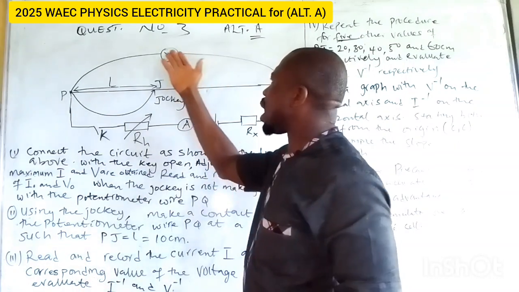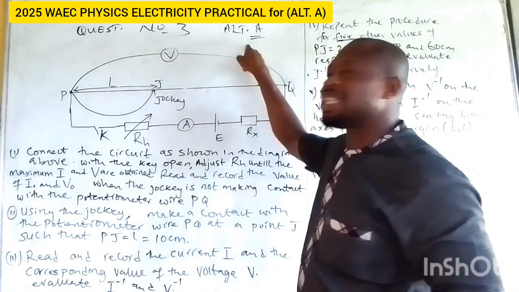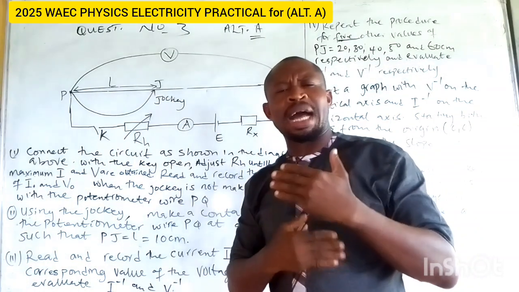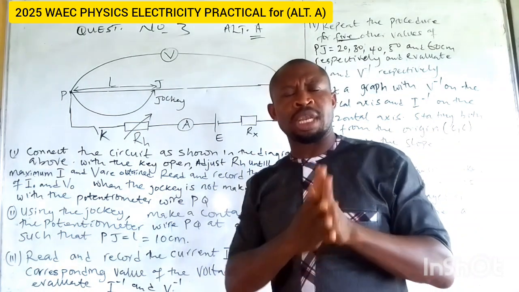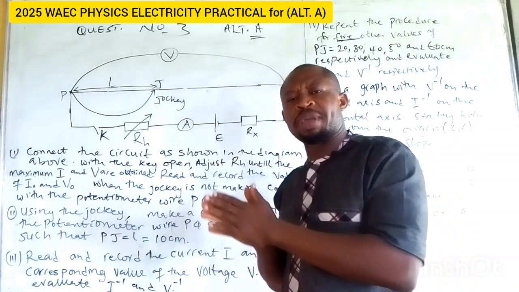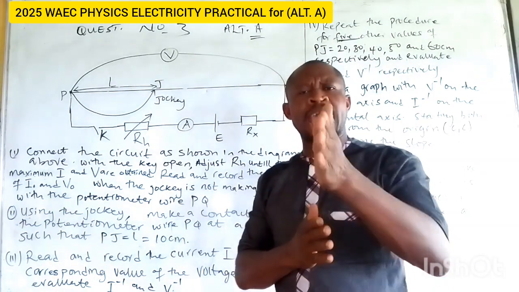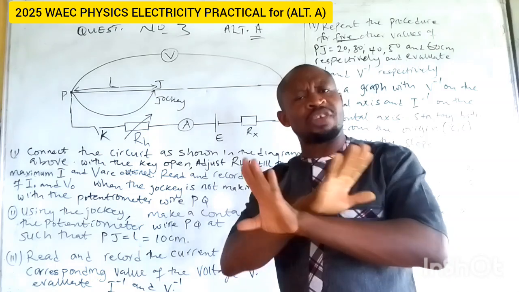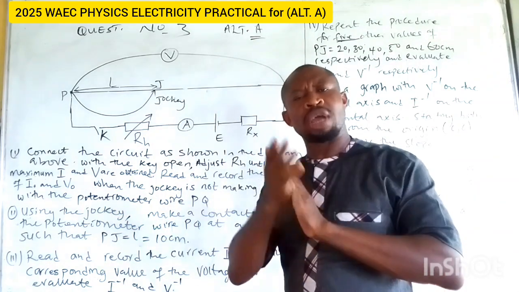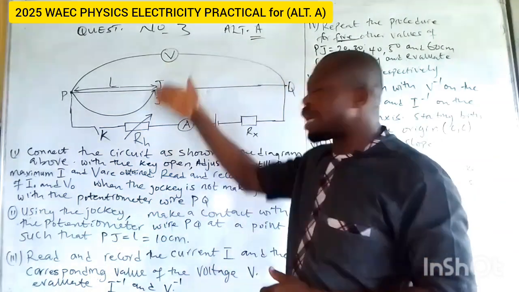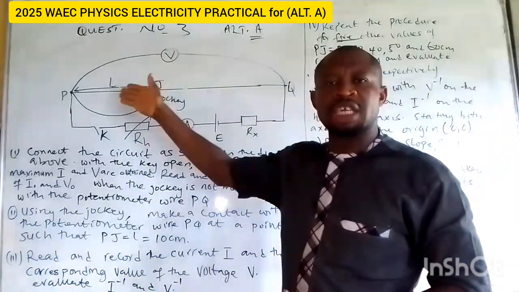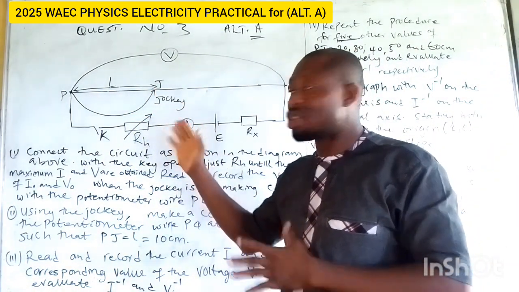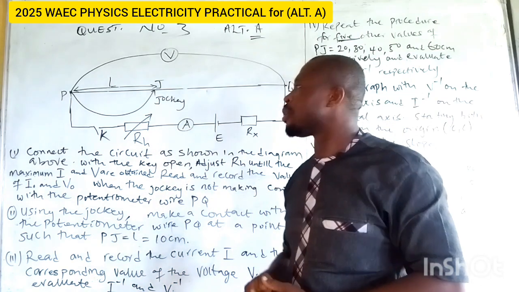Now, this is alternative A. Why alternative A? Some are still confused between alternative A and alternative B. I want to tell you that alternative A and B are two different exam questions. This one is for alternative A. Alternative B might be different from this or something similar to this.